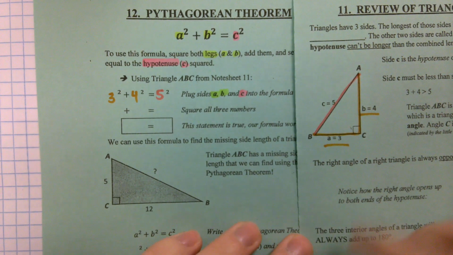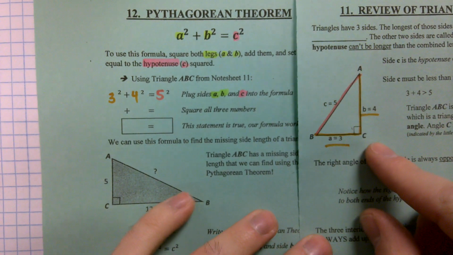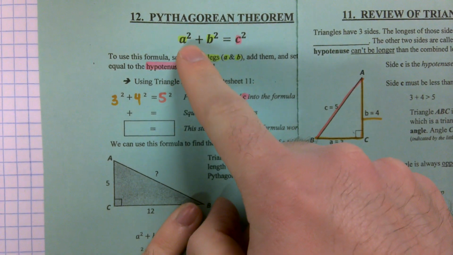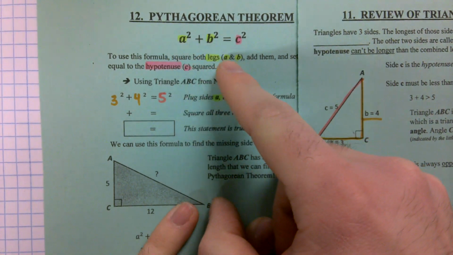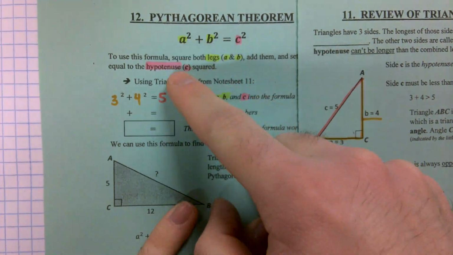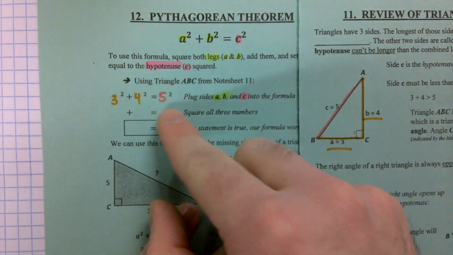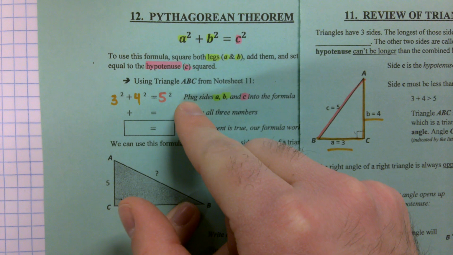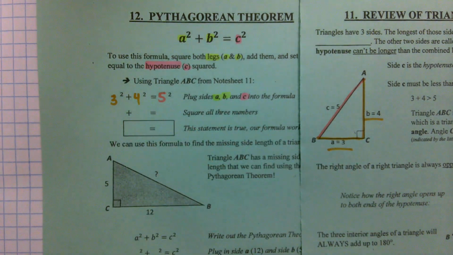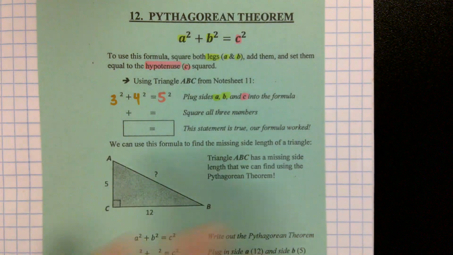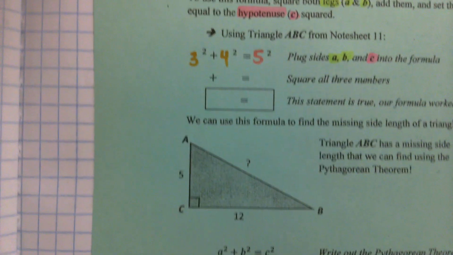Now, not every triangle we look at is going to be A, B, C. We just have to remember that A and B represent the legs, and C represents the hypotenuse, right? So the longest side is on its own on the right-hand side, both my legs over here on the left. Now we just solved this.